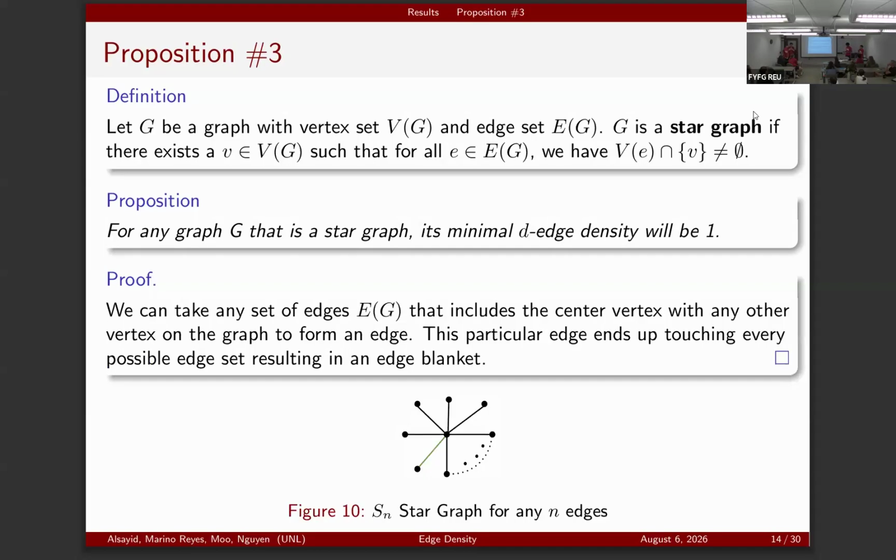So again, in this example, the green edge represents any chosen edge for n amount of edges. So since every edge shares the same center vertex, one edge would always form an edge blanket. And again, the minimum edge density would be 1.